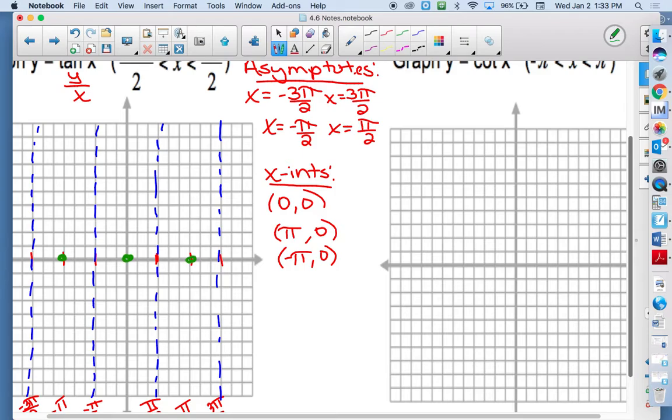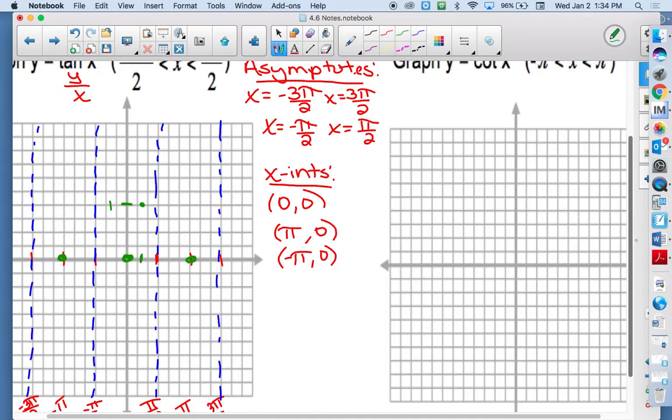So I'm just going to put a little tick mark right smack dab in the middle of 0 and pi over 2, because halfway in the middle is pi over 4. And we are going to go up 1 and call that 1 and put a point. So now we have a point that we can then start to connect our x-intercept with.